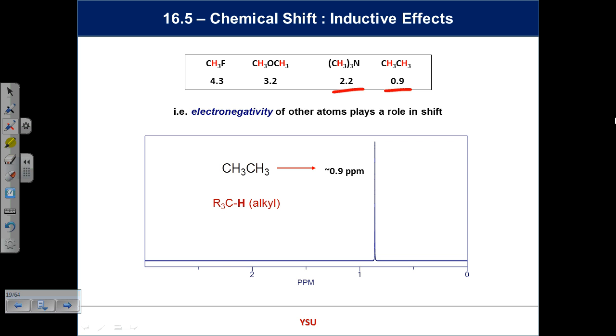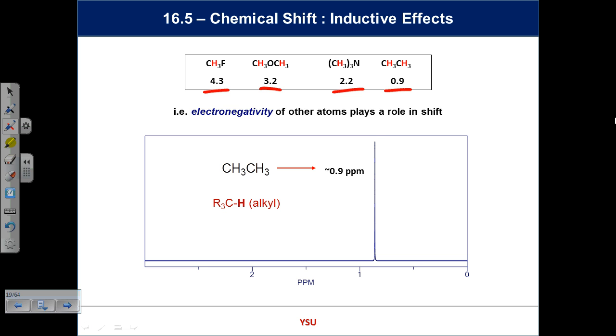2.2 should be within your range of N neighbor from your sheet. 3.2 should be in the range for your O neighbor. And then fluorine, 4.3, probably isn't on that chart, but this trend will be obvious. What is changing in this series? What's the obvious thing that's changing that will affect this outcome? Electronegativity is changing, right? So there's a pattern here where the more electronegative group tends to pull the signal downfield.